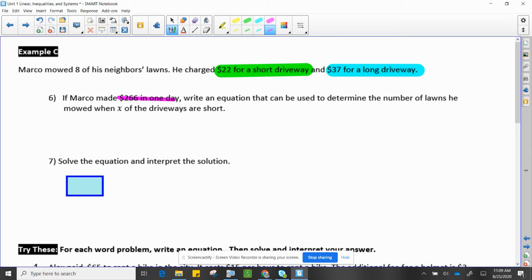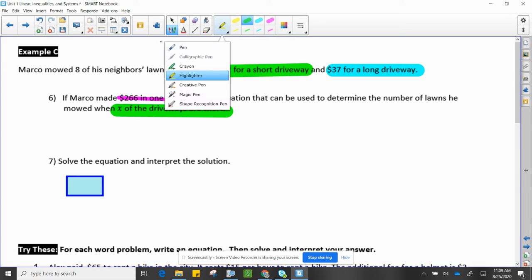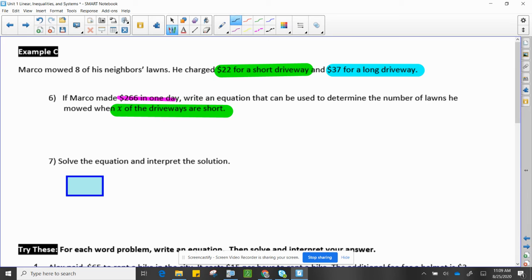That's probably important, so I'm going to highlight it. Write an equation that can be used to find the number of lawns he mowed when X of the driveways are short. Okay, now I color coded that so you could see we have X driveways are short, $22 was for a short driveway. Now this one's going to be a little trickier because we only have one variable that we're using. Again, I'm probably going to call it X, okay? So remember, X is the short driveways.